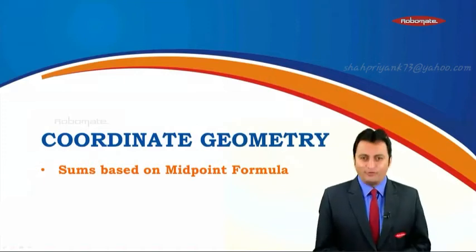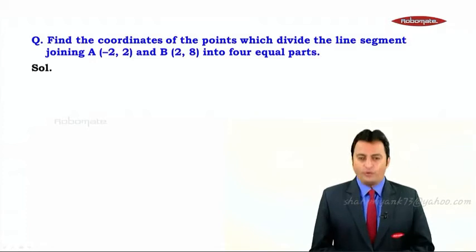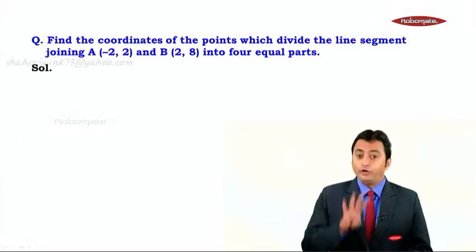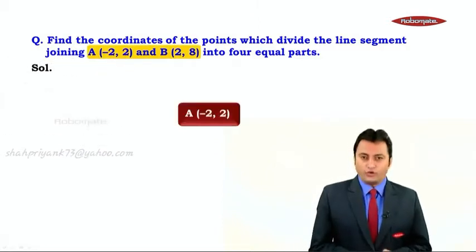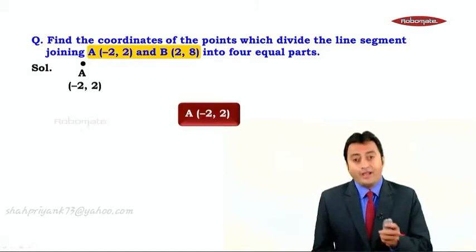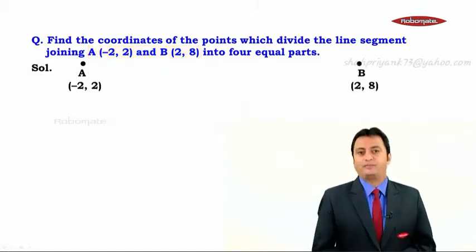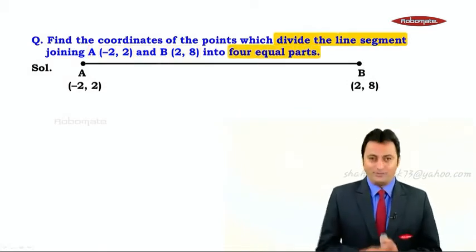Let us continue with midpoint formula. Now this time the question is, find the coordinates of the points which divide line segment AB into 4 equal parts. Point A is (-2, 2), let's mark point A, and point B is (2, 8). Now this segment AB is to be divided into 4 equal parts.